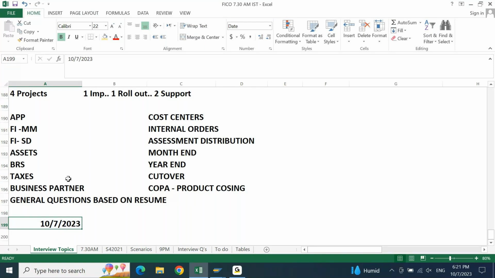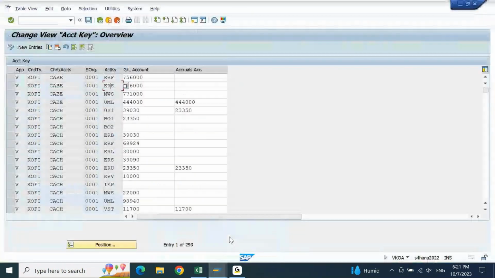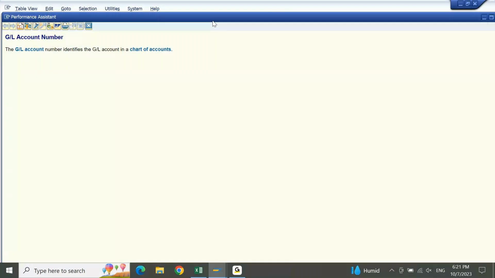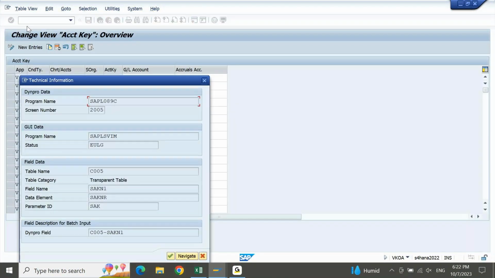Ajay, can you write down the tables actually? So any config, how do you find out the table in real time? You just need to press F1 there. If I come here, let's say, if I put F1 here and click on technical information, it is giving the table name C005.